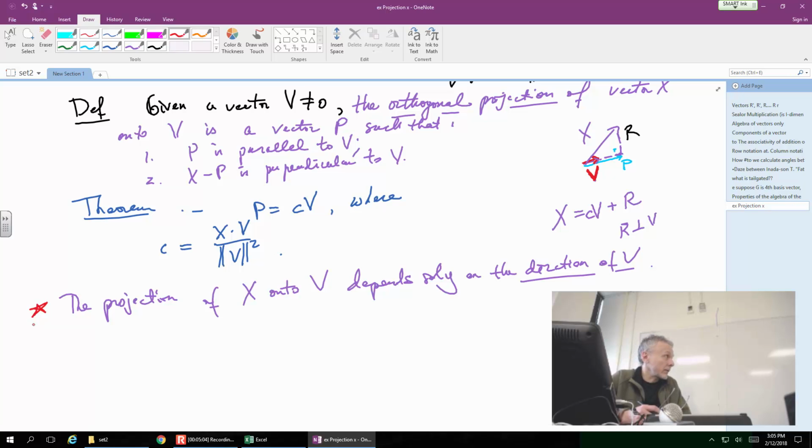Which means that, even though we are not talking about the projection on a plane, at least we can understand this as a projection on a line. The line on which the vector V lies is what matters, and it doesn't matter what V is as long as it's not zero. The projection will always be the same.